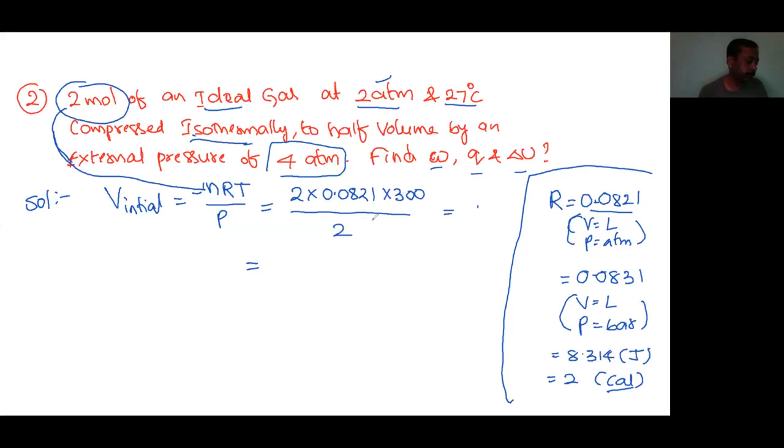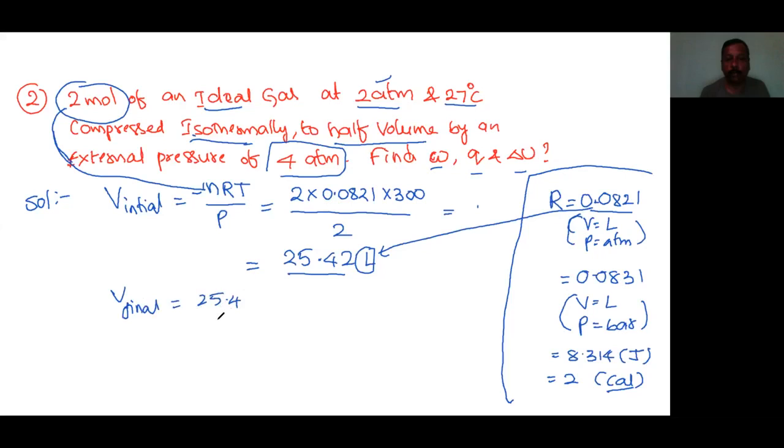Okay. So on simplifying, you will get volume as 25.42 liter. Why liter? Because I have taken R as 0.0821. Now this is V initial, and it is reduced to half volume. Therefore, V final will be 25.42 divided by 2. Now, work done will be minus P external into delta V.